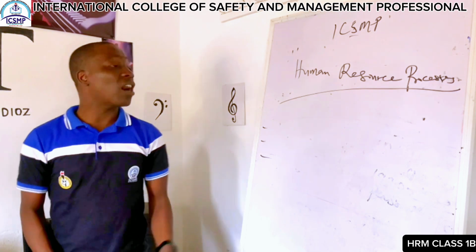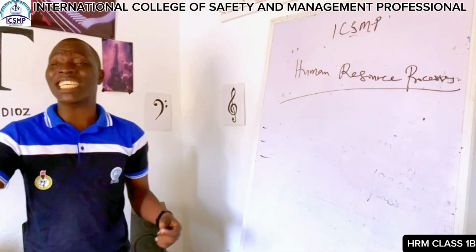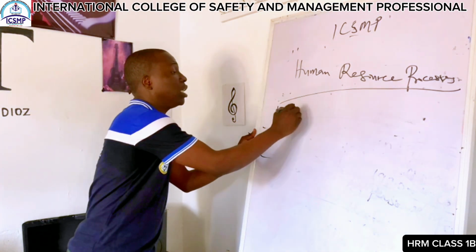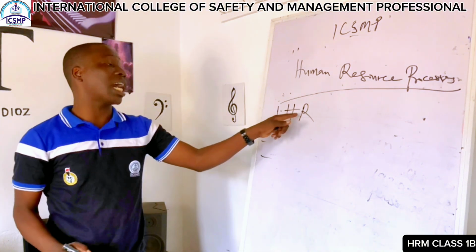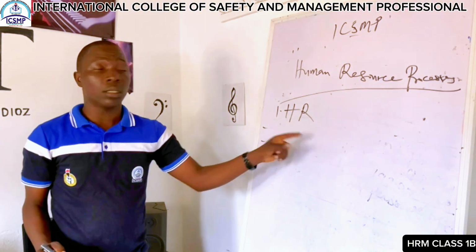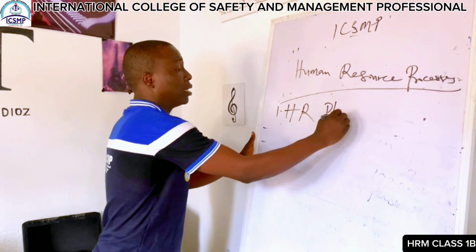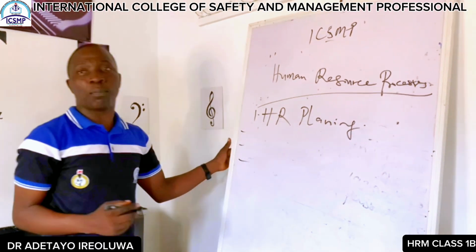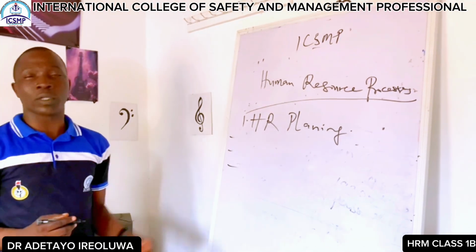Four of them. We have four of the processes. Now let's take them one by one. We have the human resource. When you see me saying HR, it means human resource. So we have human resource planning. Okay, that is the first process.